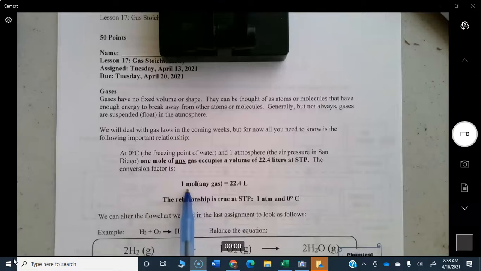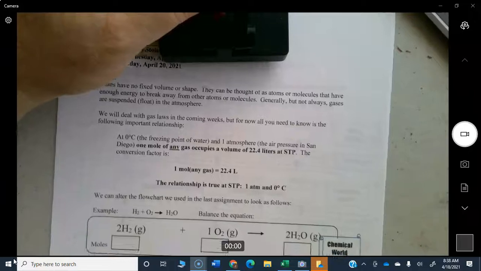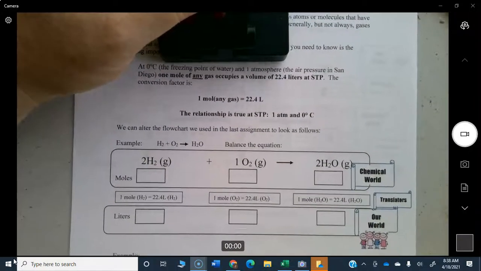The conversion factor is 1 mole, and it doesn't matter what the gas is, equals 22.4 liters. And that relationship is true at STP, 1 atmosphere, 0 degrees centigrade. We can alter the flow chart in this assignment as follows. So you're going to see, we're going to go ahead and draw that.